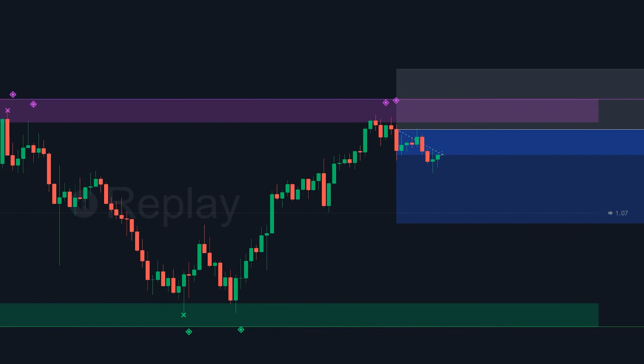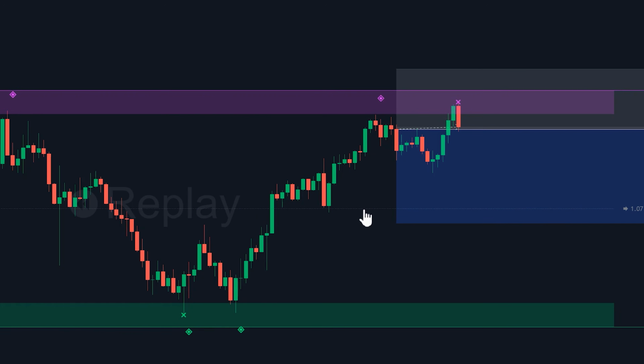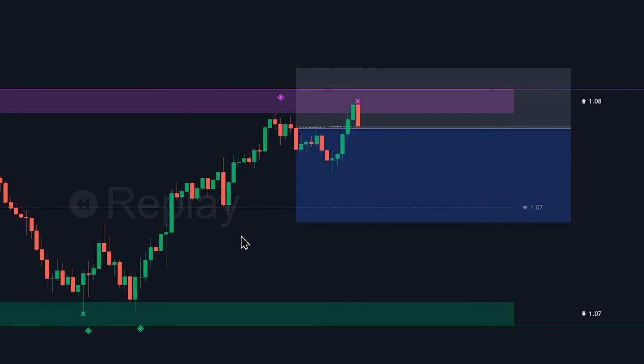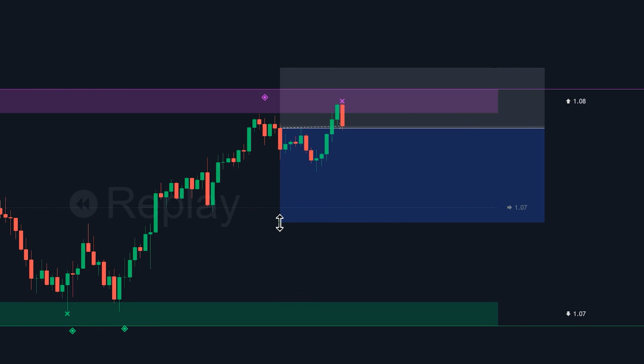And what about taking profit? That gray midline we talked about can be a very reasonable place to set your take profit targets, as price often gravitates back towards it.